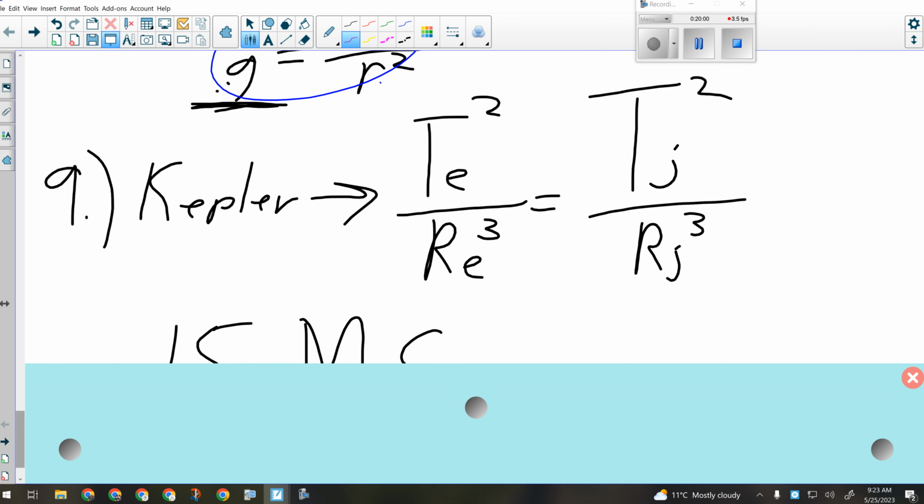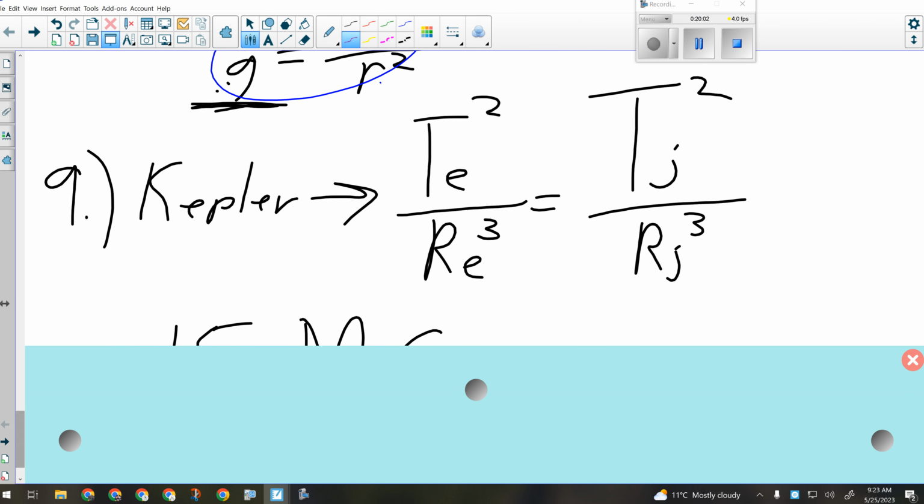You're not going to have to worry about Kepler's law of periods. There's one question on the test that you could solve with Kepler's law of periods, but it can also be solved with FC equals FG. And quite frankly, I'd rather you do it that way.